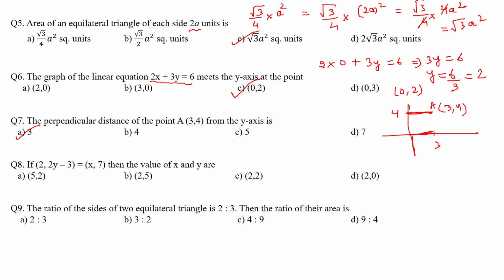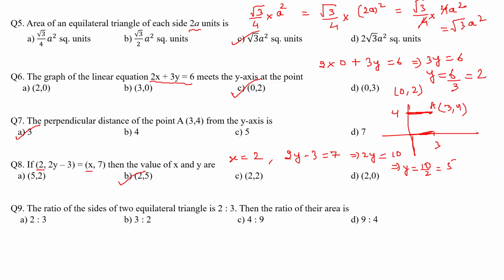Next, if (2, 2y minus 3) equal to (x minus 7, ...), then the value of x and y are. So now both the coordinates are equal. It means x will be equal to 2. This x coordinate will be equal to 2 and 2y minus 3 will be equal to 7, which will give me 2y equal to 3 plus 7 which is 10. So y will be 10 by 2 which is 5. So (2, 5), B is the correct option. So from question number 8 we are done. It is (2, 5).